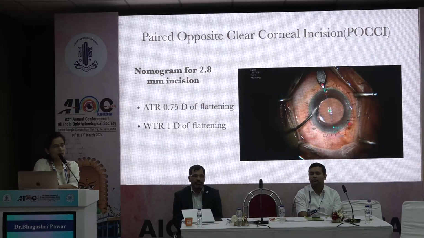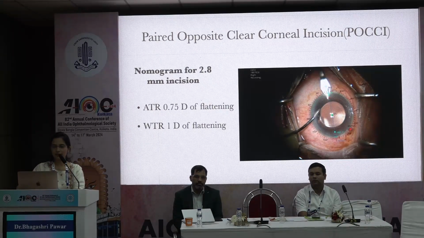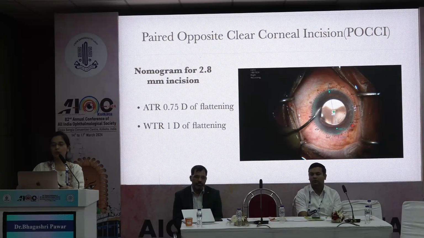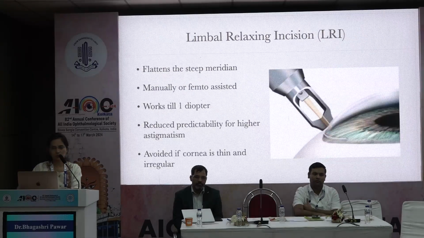The next option we have is paired opposite clear corneal incisions. This is a very simple and cost-effective technique. It does not need any extra instrument. Here at the end of surgery, we can see the lens there. I'm under continuous irrigation, and I'm just poking the keratome opposite to the original phaco incision. This much flattening it causes: 0.75 for against the rule and 1 diopter for with the rule.